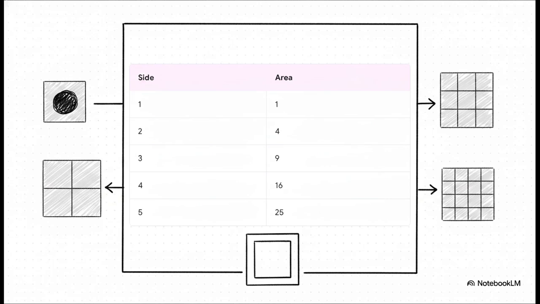Now check this out. Look at the pattern happening here. When the side is 1, the area is 1. Side 2 gives an area of 4. Side 3 gives 9. Side 4 gives 16. And side 5 gives 25. Are you starting to see where this is going? Every single area is just the side multiplied by itself. This beautiful, predictable pattern is exactly why we call these square numbers. They quite literally make a physical square shape when you draw them out.